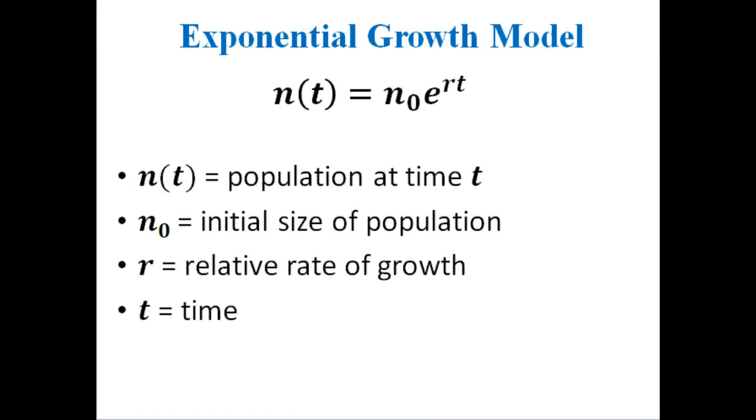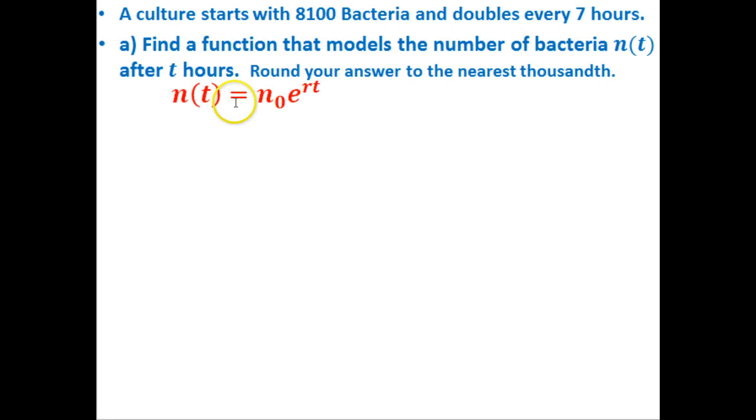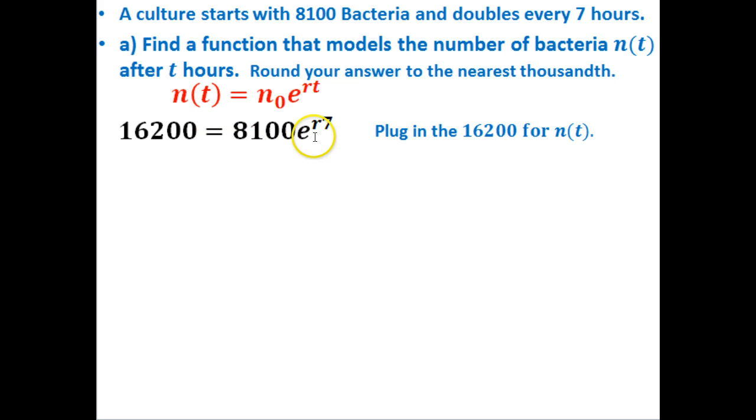So I'm going to write the model right here, and we're going to start filling in what we know. We know that 8,100 is our N of 0. The other thing we know is that 16,200 is going to be our N of t, and we know that because it doubled. Doubling 8,100 gives us 16,200, so we fill that in. And it's the rate times 7. The 7 I got from my hours up here; our time is 7 hours.